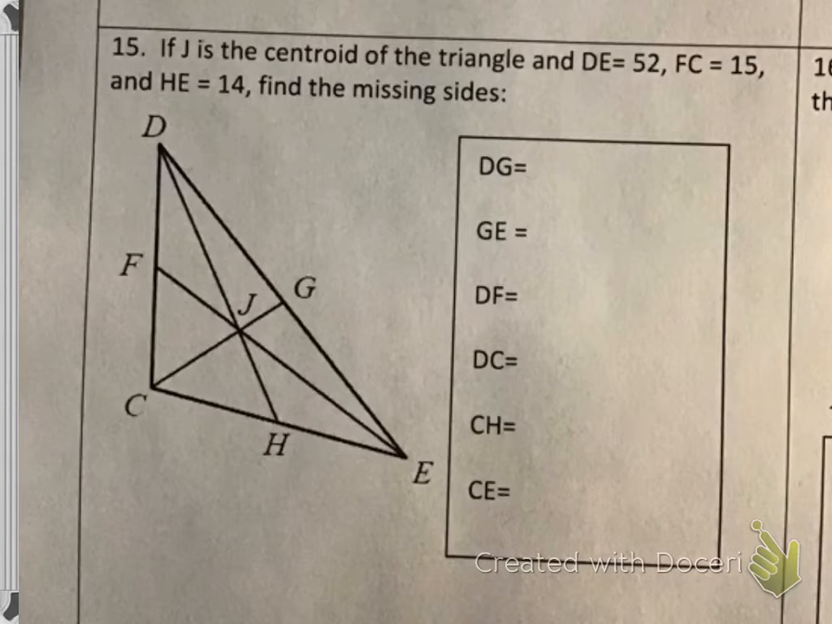So for number 15, it says that J is the centroid of the triangle, and since J is the centroid of the triangle, I know it's created by connecting the three medians, and therefore each side of the triangle got cut in half. So we have some congruent segments. DF is congruent to FC, CH is congruent to HE, and finally, DG is congruent to GE. Now that I labeled these congruent parts, I can look at what we're given.